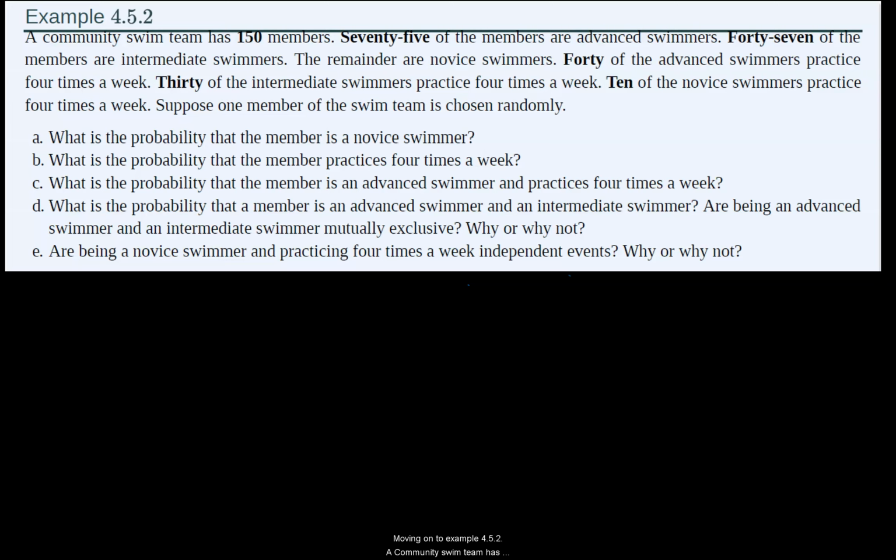Moving on to example 4.5.2. A community swim team has 150 members. 75 of the members are advanced swimmers. 47 of the members are intermediate swimmers. The remainder are novice swimmers.